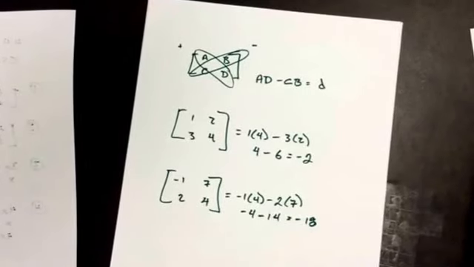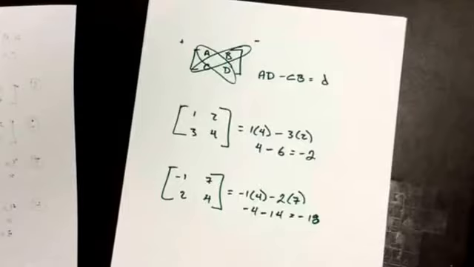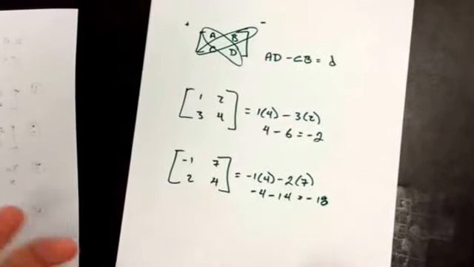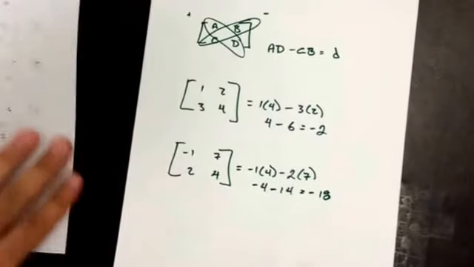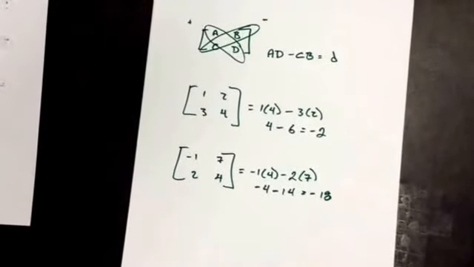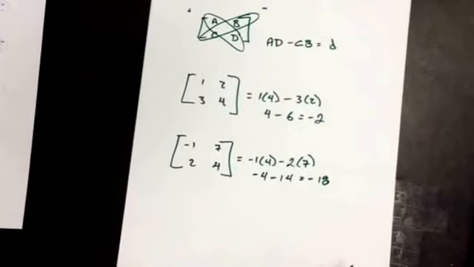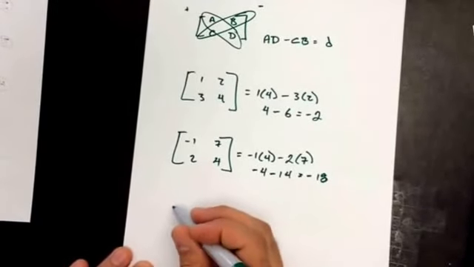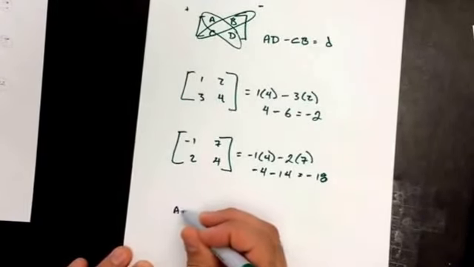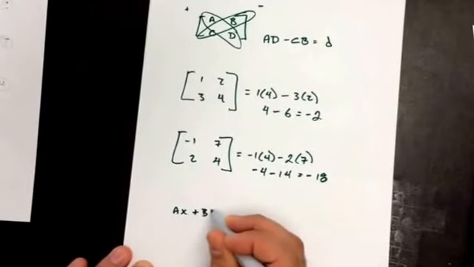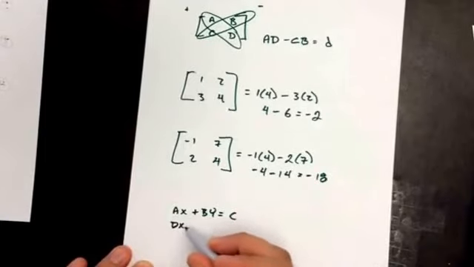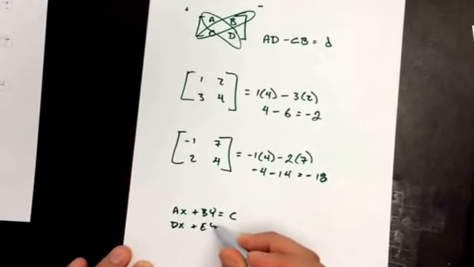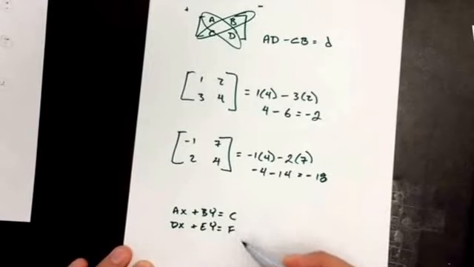Hopefully that makes sense, because if it doesn't, then it's going to be really hard to do the next part, okay? So this guy named Cramer came up with a rule on how to solve systems of equations with two variables. Actually, any systems of equations, but we're going to do two variables. So if I have a system of equations that looks like this, ax plus by equals c, and in the other one, dx plus ey equals f.